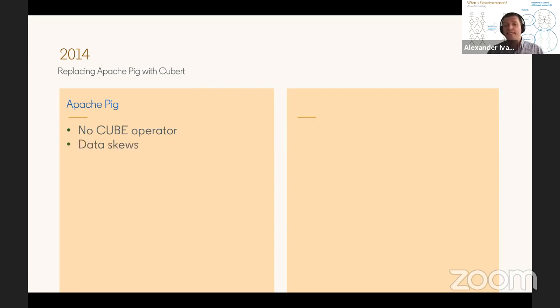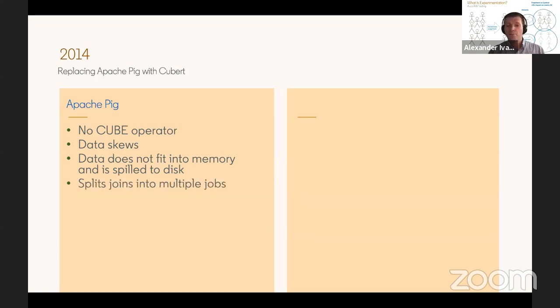And it was prone to data skews. Some nodes would take 1 or 2 orders of magnitude more time to process the input than the rest of the nodes. Also, we had a lot of data, even at that point, and it was pretty common that the data did not fit into memory, and it was frequently spilled to disk and read back, and that slowed us down drastically. Also, the Pig execution plan was splitting the join into multiple jobs, but it was not doing that at the right point. So it hindered our performance as well.